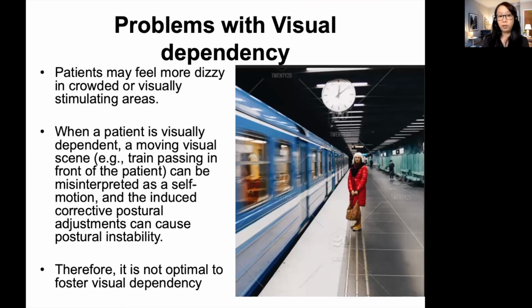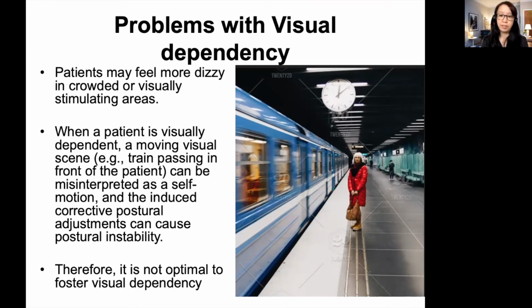Patients may complain of feeling dizzy in crowded or visually stimulating areas. You will notice that after maybe a week from vestibular neuritis, they may not have the true spinning vertigo anymore, but they will start complaining that they cannot stand going out to a crowded shopping area. When there are a lot of people moving, they start to feel dizzy. What is happening is there are so many things moving around, they cannot focus on a point to keep them stable, so they find it very disturbing.